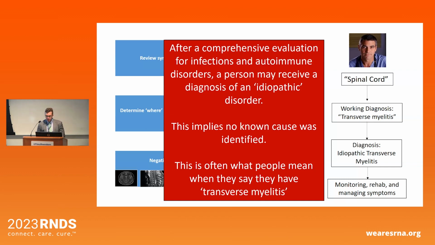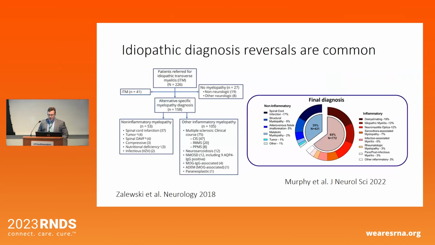And this is often what people mean when they say that they have a diagnosis of transverse myelitis, that the doctors have not labeled them with another label. But again, I always emphasize, sometimes this is used, transverse myelitis is a group of disorders. Idiopathic myelitis is a diagnosis. Does that make sense? So, and why do I harp on this so much? Why does it matter if somebody is labeled as idiopathic myelitis?